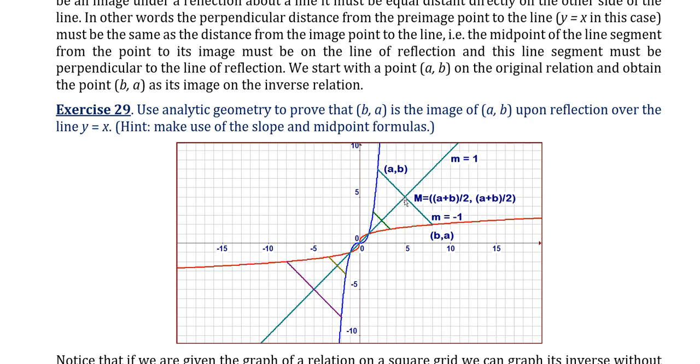To show that this is the midpoint, we just have to take the points AB and BA, use the midpoint formula, and show that that point is on a line where the x and y coordinates are the same. Secondly, we know that this line y equals x has a slope of 1.